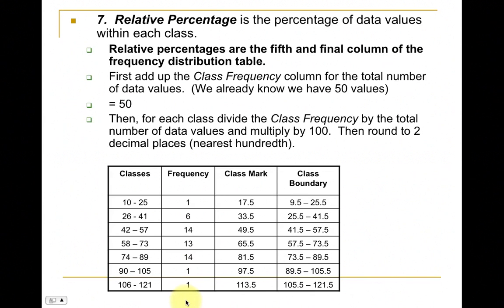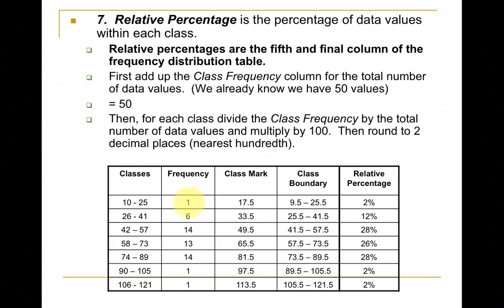Then for each class, we divide the class frequency by the total number of data values and then multiply by 100. We round this percent to 2 decimal places, which is the nearest hundredth. So for the very first class, we take 1, the frequency, we divide it by 50 and multiply it by 100, and that gives us 2%. Now if we had any decimal places, we would round it to the nearest hundredth. So for example, if it were 2.25, we would keep it as 2.25%.